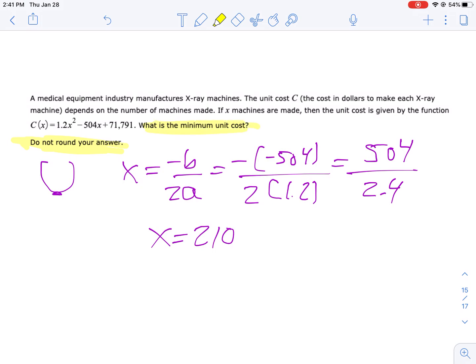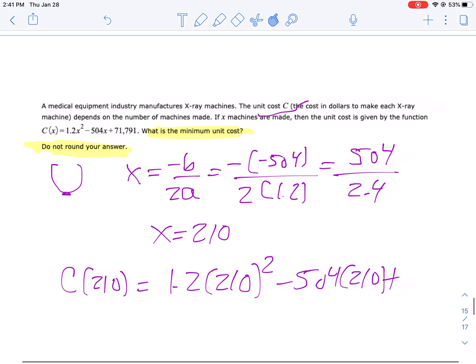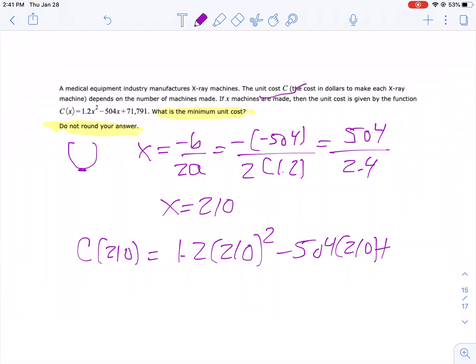Well, the cost is C. So C equals, in other words, I'm going to find C of 210. So I'm going to say C of 210 equals 1.2 times 210 squared minus 504 times 210 plus, I kind of run out of room here, plus we get 71,791. I'm going to tap that in my calculator because the calculator will do everything for this problem.